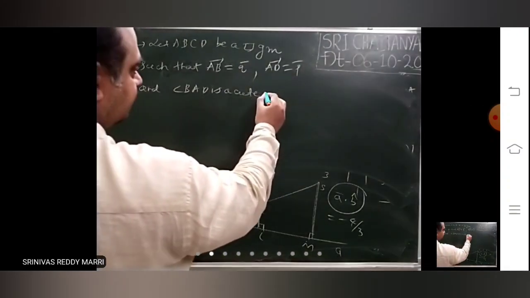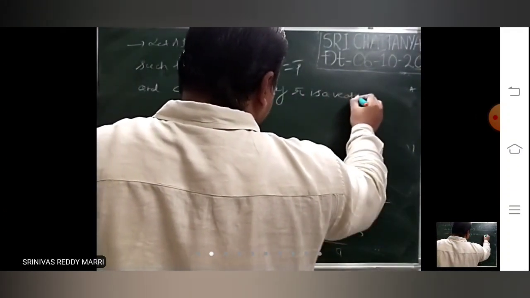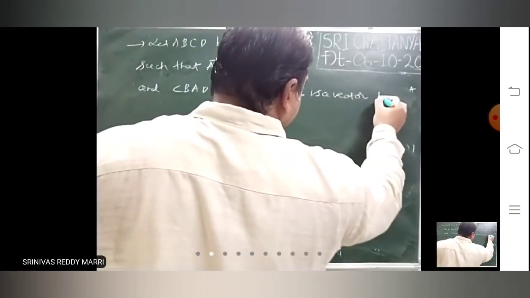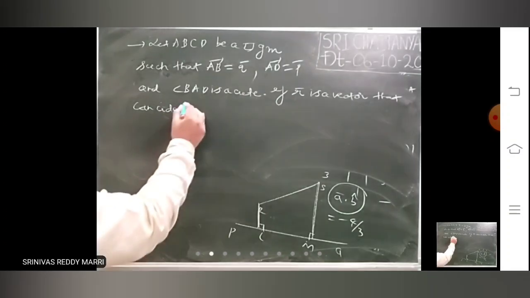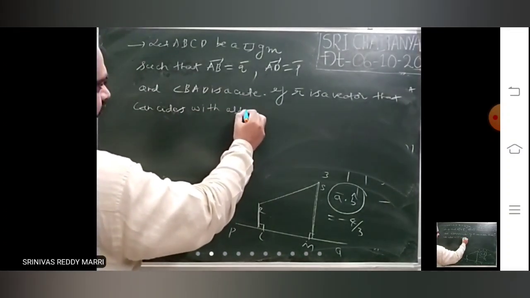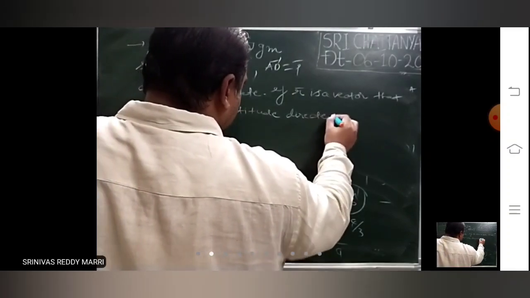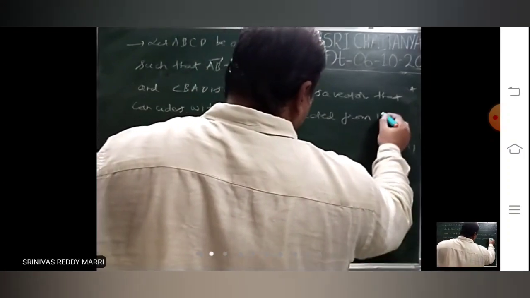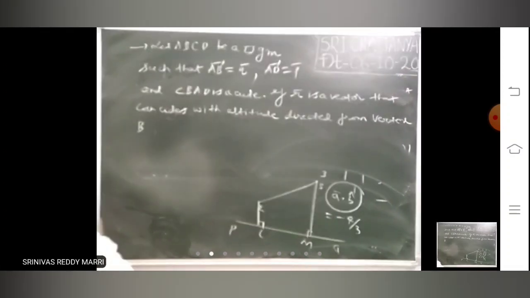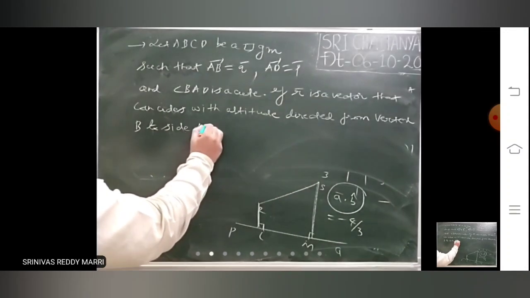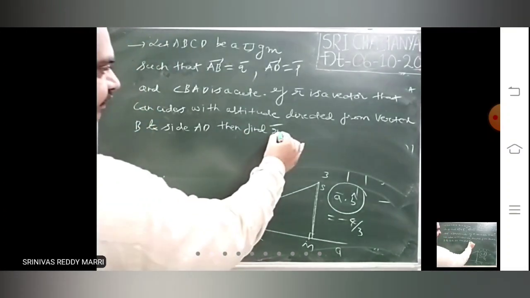Angle BAD is acute. If R bar is a vector that coincides with the altitude directed from vertex B to side AD, then find R bar. Look at the problem application.